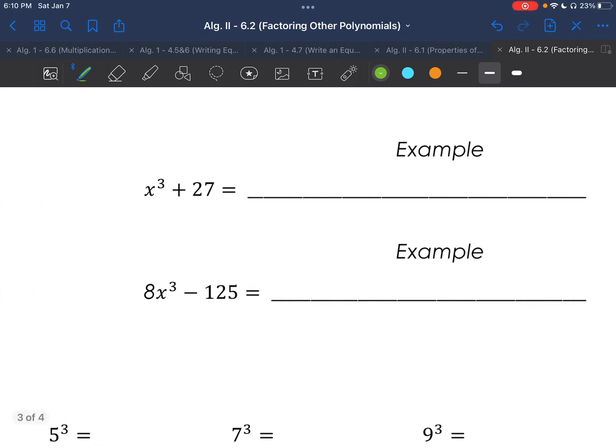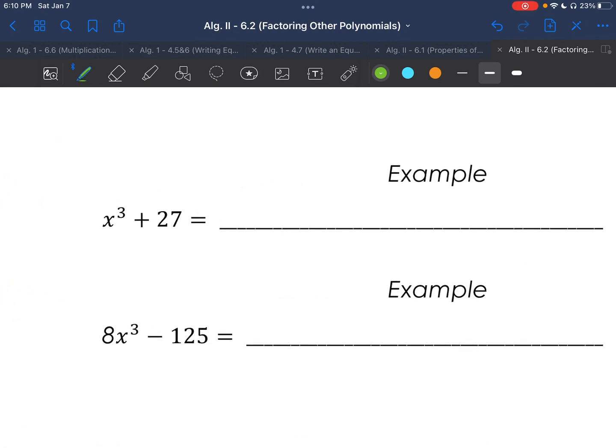So following this example, x cubed plus 27, this is a sum of two cubes, because x cubed is x times x times x, and 27 is 3 cubed, or 3 times 3 times 3. I find it helpful to write above the number, or somewhere near there, what is the cube root, or what is the number being cubed, or the variable being cubed there? So now we know we're going to have a binomial and a trinomial.